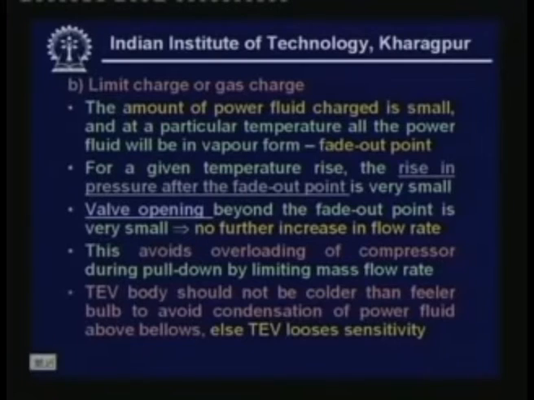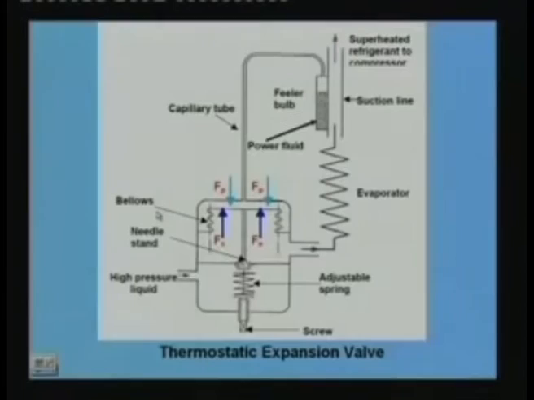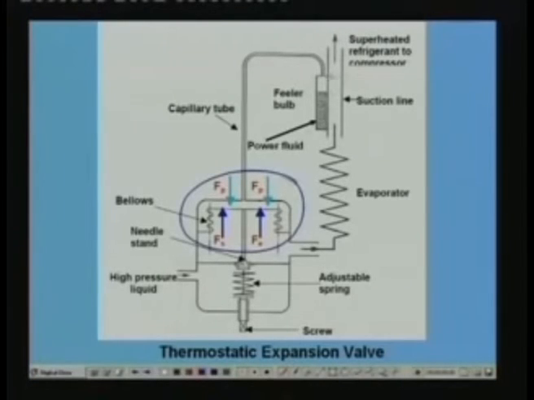body should not be colder than the feeler bulb to avoid condensation of power fluid above bellows. Otherwise the thermostatic expansion valve loses sensitivity. What does it mean is, let us say that this portion is much colder than this portion. Okay, and when you have only vapor here, then since this portion is colder, all the vapor will come here and it will collect here in a liquid form. Okay, it will condense here.